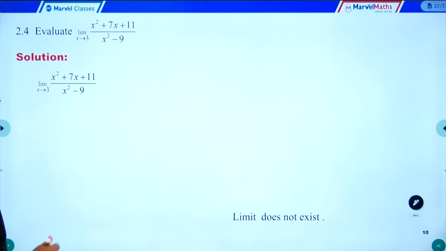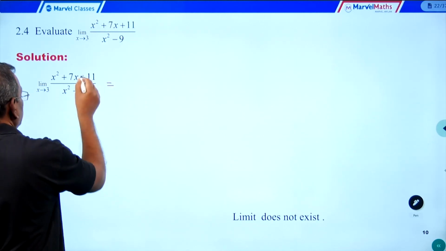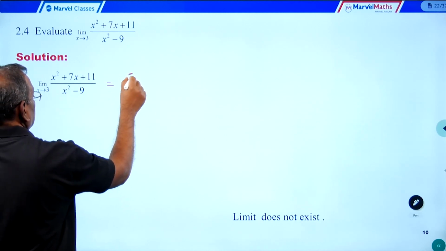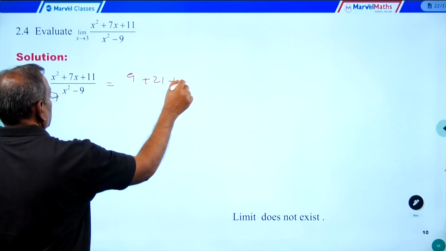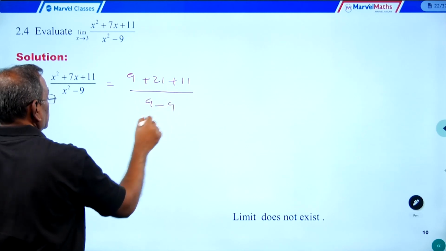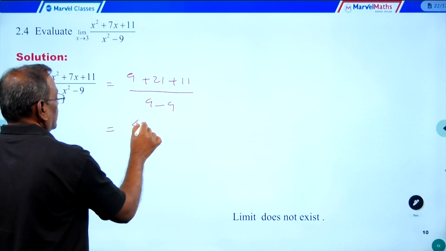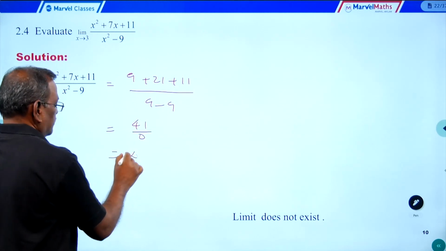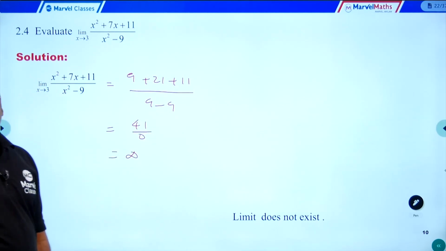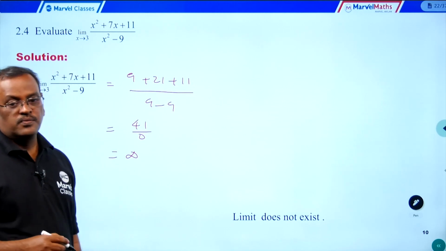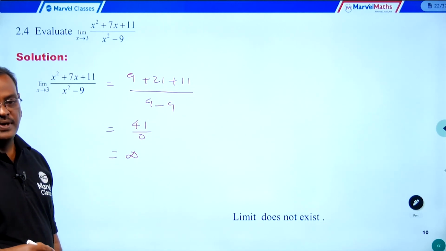Next, the fourth type of problem. If you substitute x equal to 3, this is 9 plus 21 plus 11 by 9 minus 9. So 21, 30, 41 by 0, which is equal to infinity. And this is also possible. The value of a limit may be infinite also.